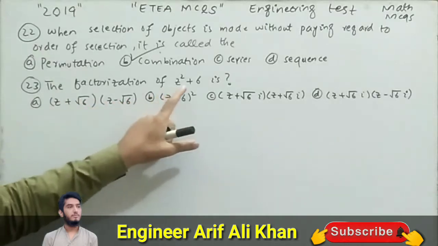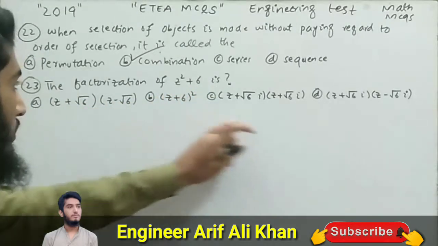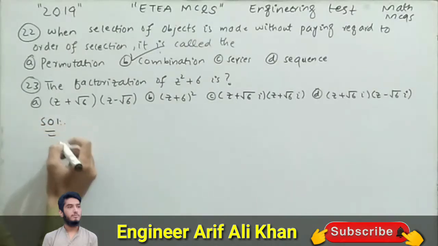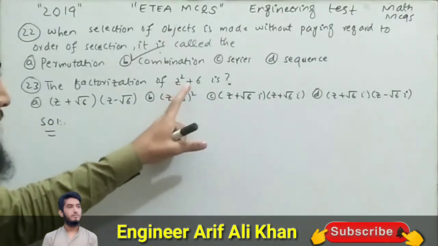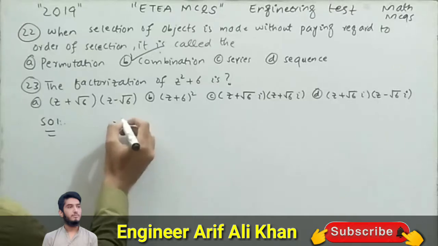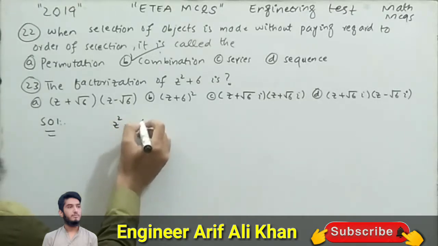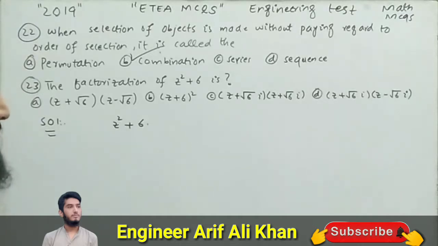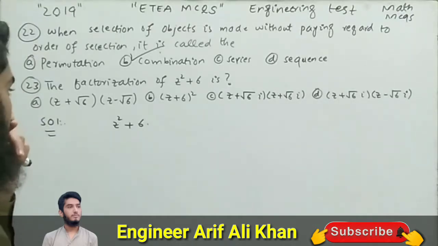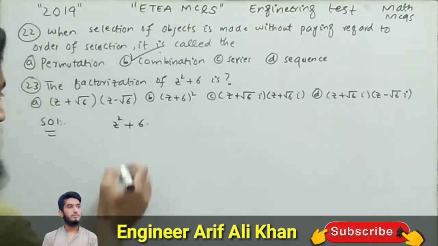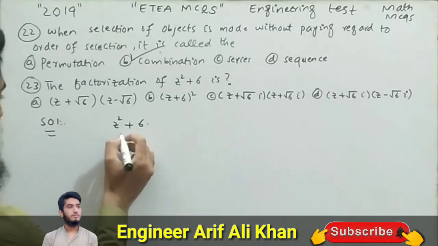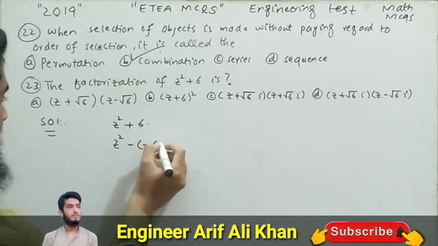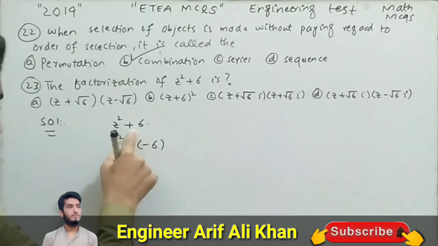The factorization of z square plus 6 is, four options are given. So move to the solution of this MCQ number 23. This MCQ came from complex numbers. So our expression is z square plus 6. We cannot use the a square minus b square formula directly to factorize z square plus 6. How can we factorize it? It can be written as z square minus into minus 6, because minus into minus gives us plus.